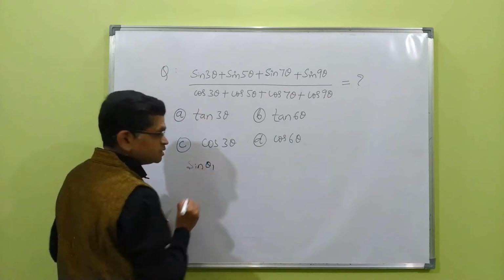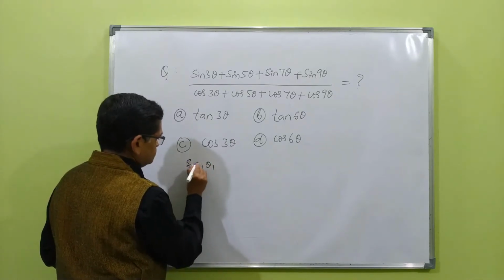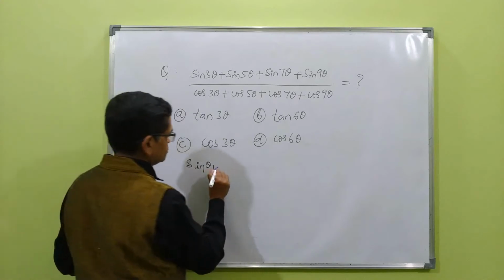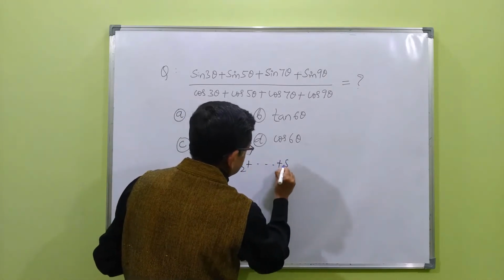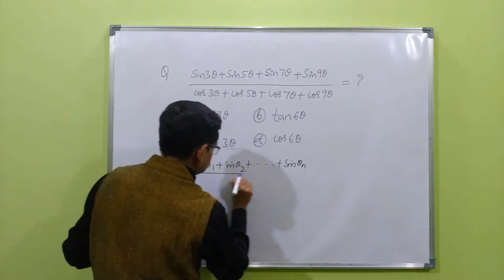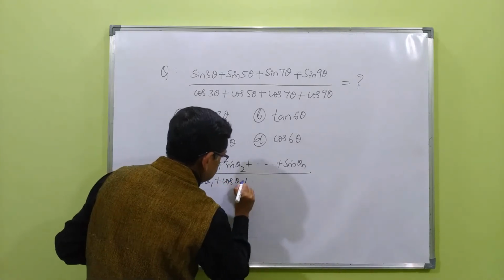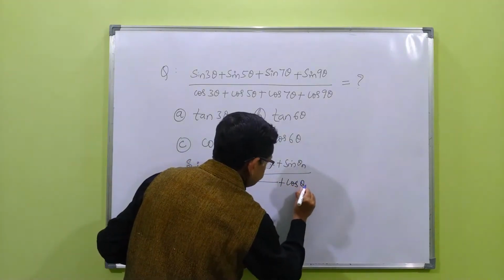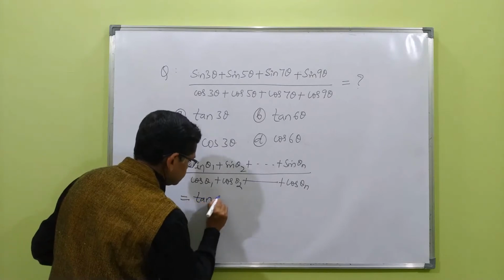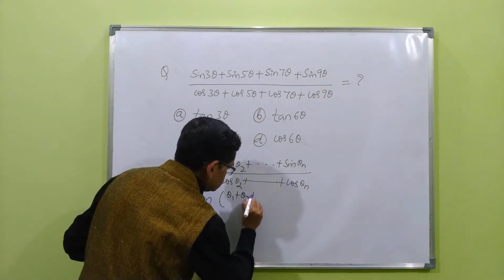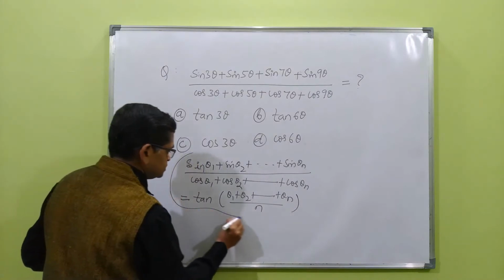Here also you have to apply that: (sin θ1 + sin θ2, and so on up to sin θn) over (cos θ1 + cos θ2, and so on up to cos θn) is equal to, you have to remember this result, tan of ((θ1 + θ2, and so on up to θn) divided by n). So this result you have to remember.